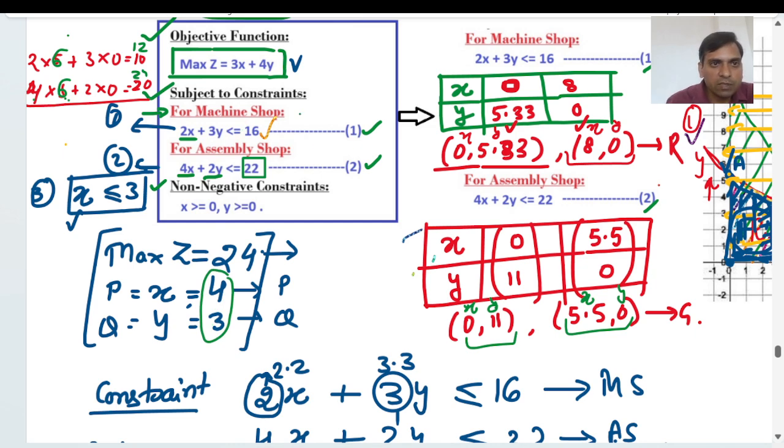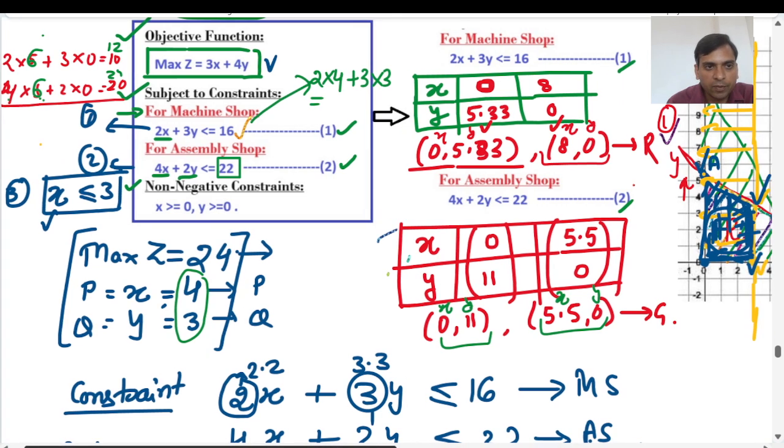So we will put in this first equation first. So when we put in this first equation, 2 into x, x equals 4, plus 3 into y, y equals 3. And the total is 4 2s are 8, 3 3s are 9. This is actually because we are considering an approximate answer. Actual value of this is approximately 2.5.